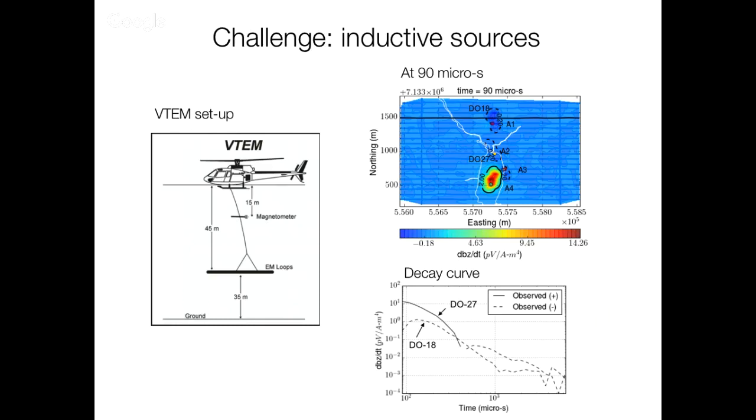This one has got purely negative decays. If we look at some place here, and we look at the sounding curve, then it's like this. It starts off at early time counts positive, then it's got a zero crossing, and then it stays negative. This one up here is just negative all the way.